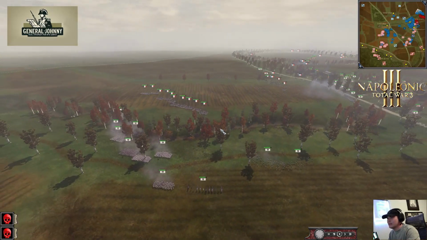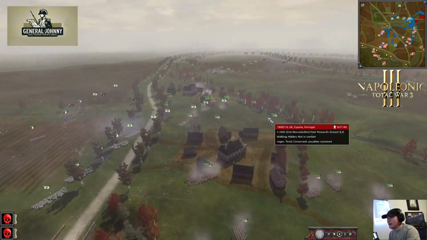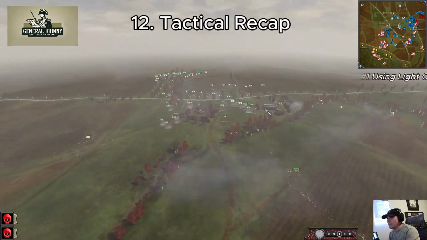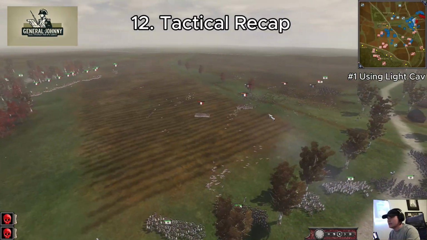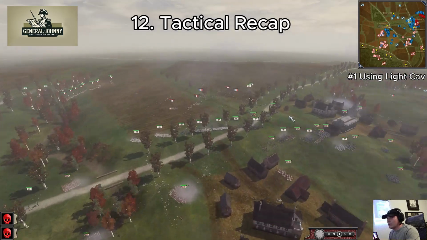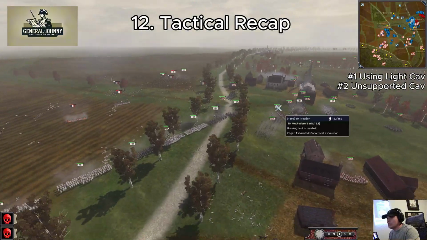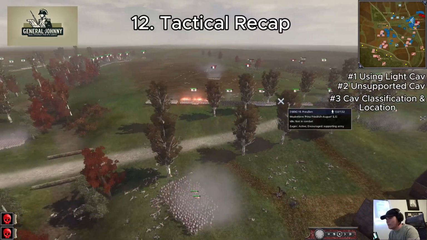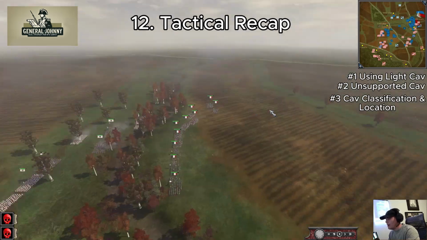That, again, this battle is going to be done. But yeah, quick recap of what we talked about. We talked about how to use the light CAV to scout and really conduct counter reconnaissance, taking out the enemy's light CAV as well. We talked about unsupported CAV charges. We also talked about where each of your CAV units, the different classifications of CAV units, should be on the battlefield, and kind of what their purpose is. We'll delve into it more later, I promise.